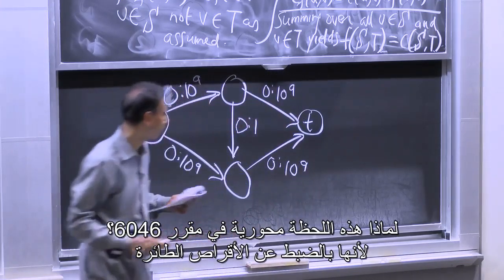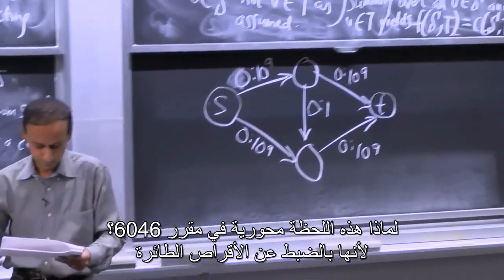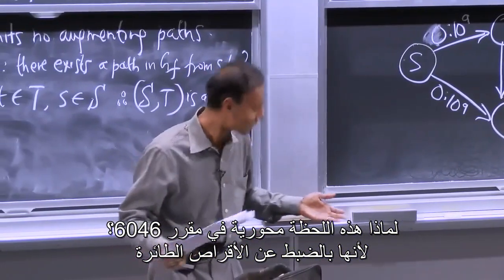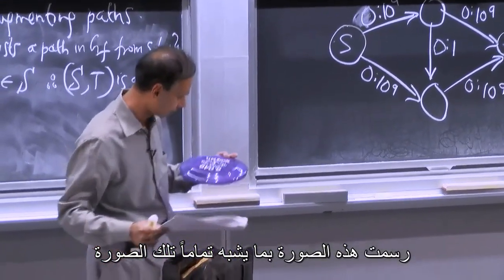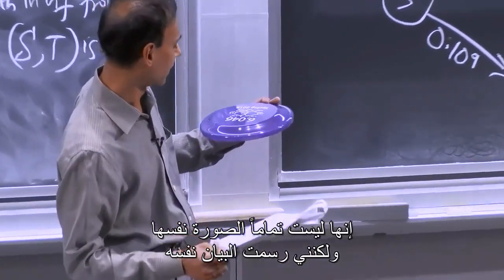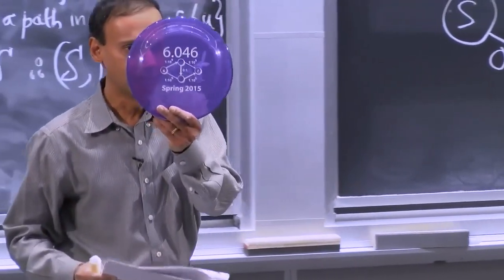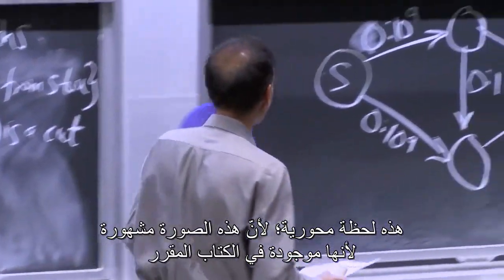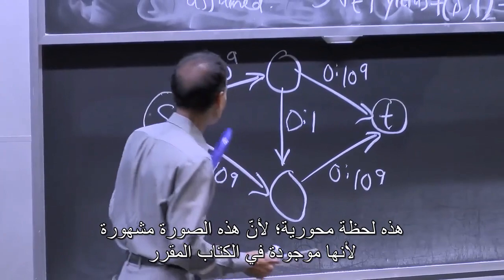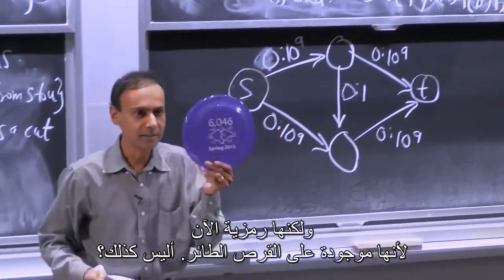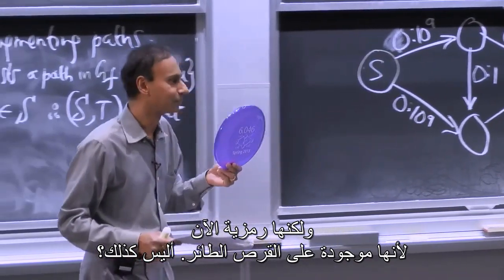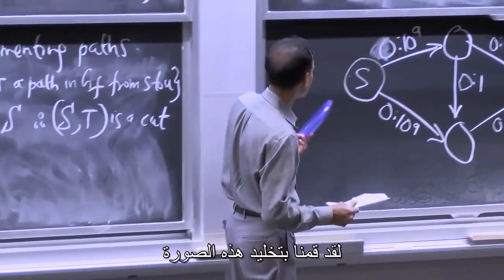Why is this a pivotal moment in 6046? It's on the frisbee, exactly. This picture, maybe not exactly that picture, but it's the same graph. It's a pivotal moment because this picture was famous because it was in a textbook, but now it's iconic because it's on a frisbee. We've immortalized this picture.